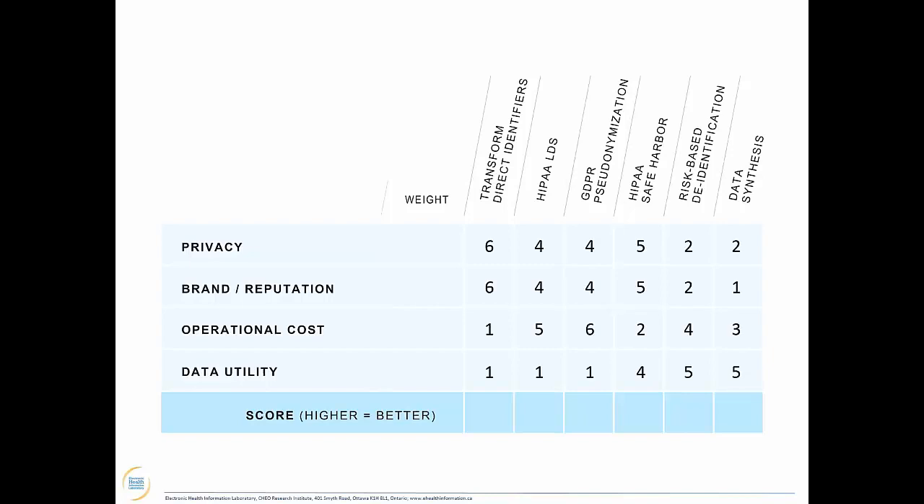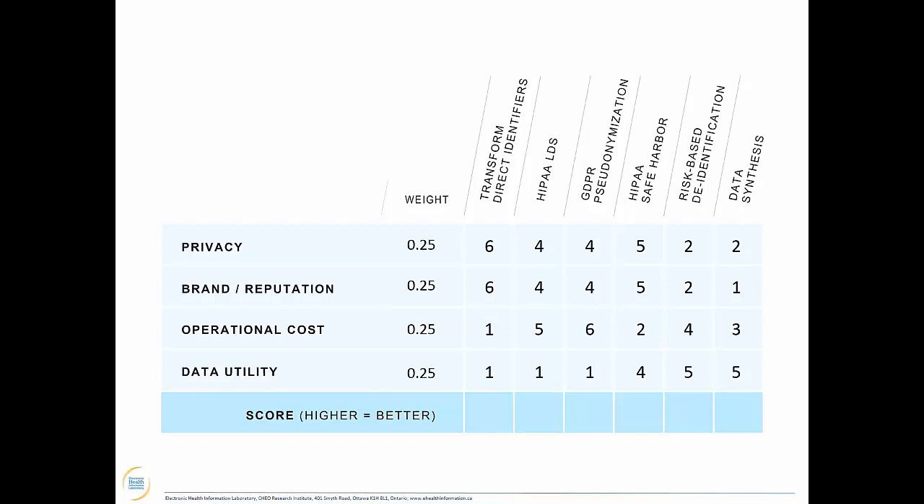So the values here are rankings. So they just reflect an order and nothing else. For example, we can see that transforming direct identifiers and HIPAA safe harbor have the lowest ranking on privacy because they transform a very small subset of the data and they require no additional controls. So in practice, their measure on the identifiability spectrum will be quite a bit higher than any practical threshold. But they are also the two methods which will have the lowest operational cost, so the most attractive from an operational cost perspective.